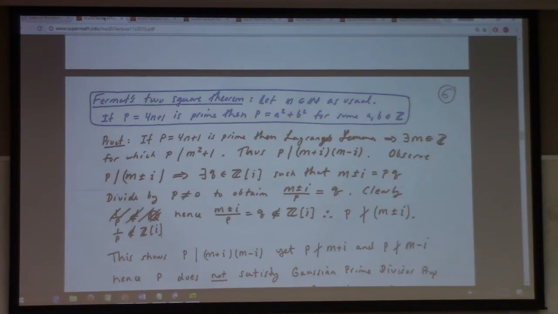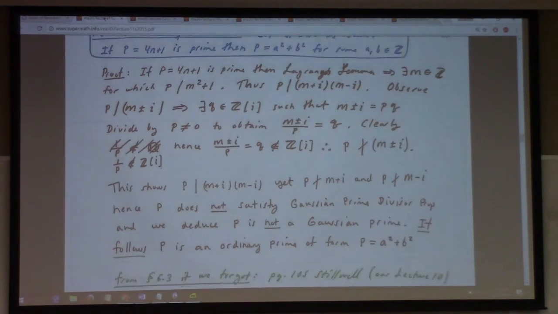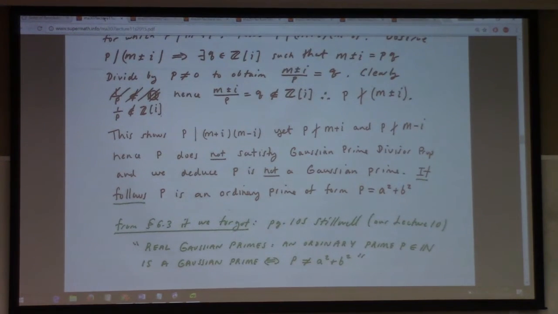it shows that P is not a Gaussian prime. It's an ordinary prime, but it's not a Gaussian prime, if it's of the form a squared plus b squared. So basically then it follows that P is an ordinary prime of the form a squared plus b squared.